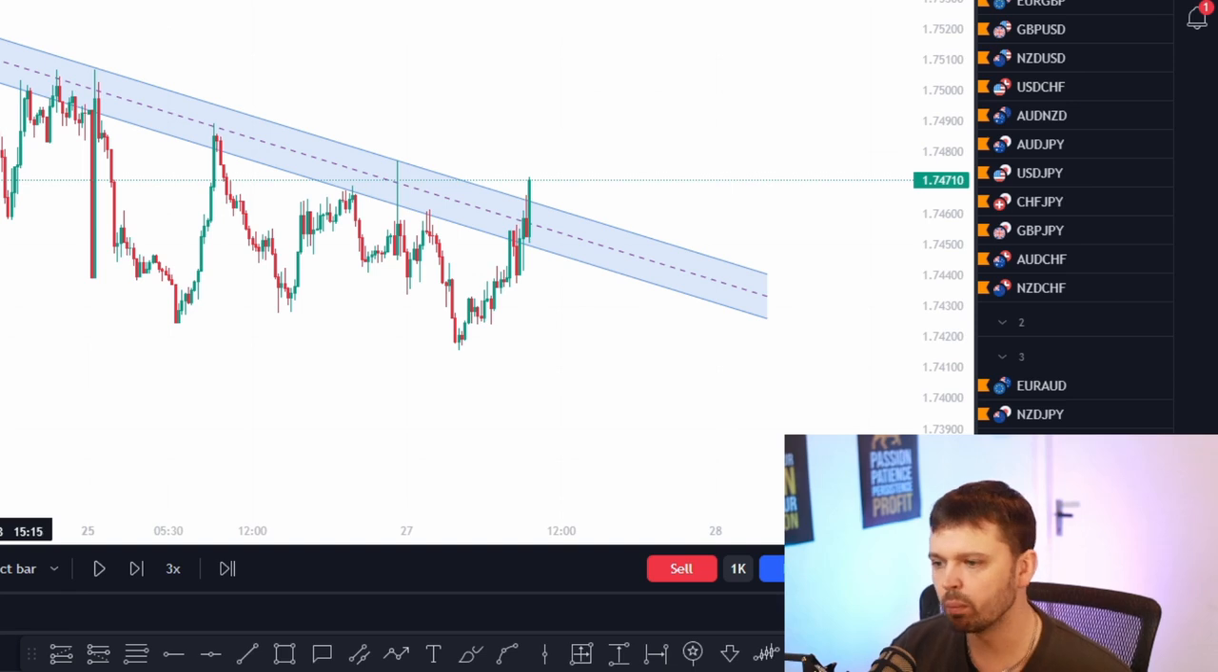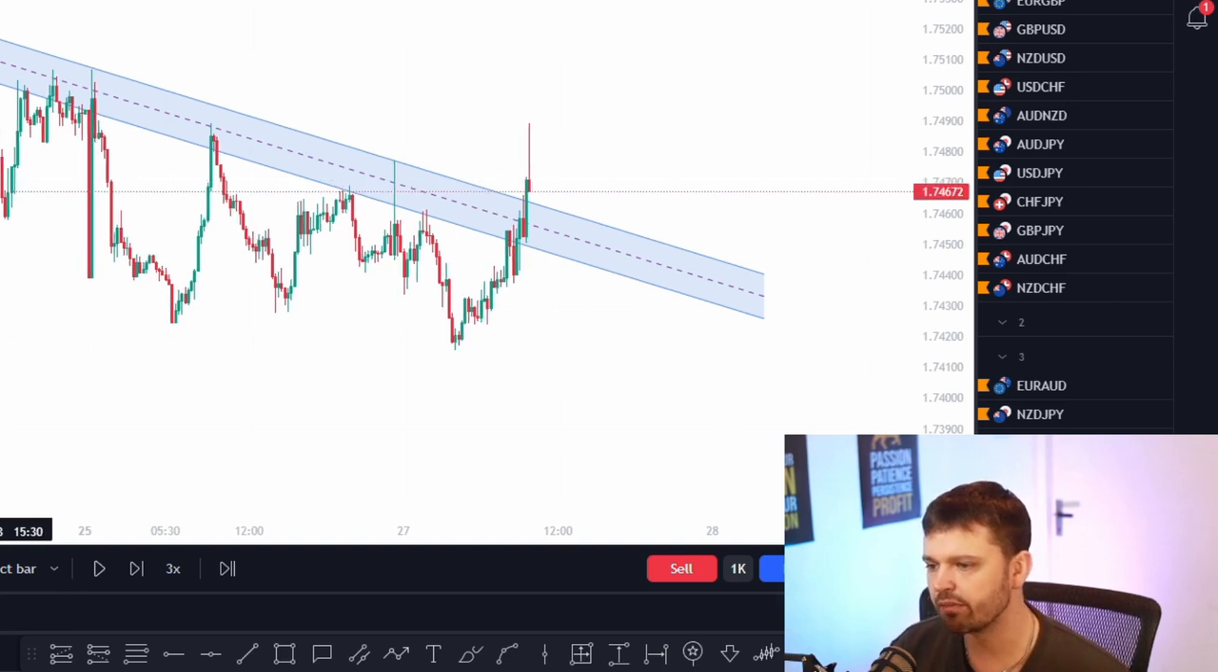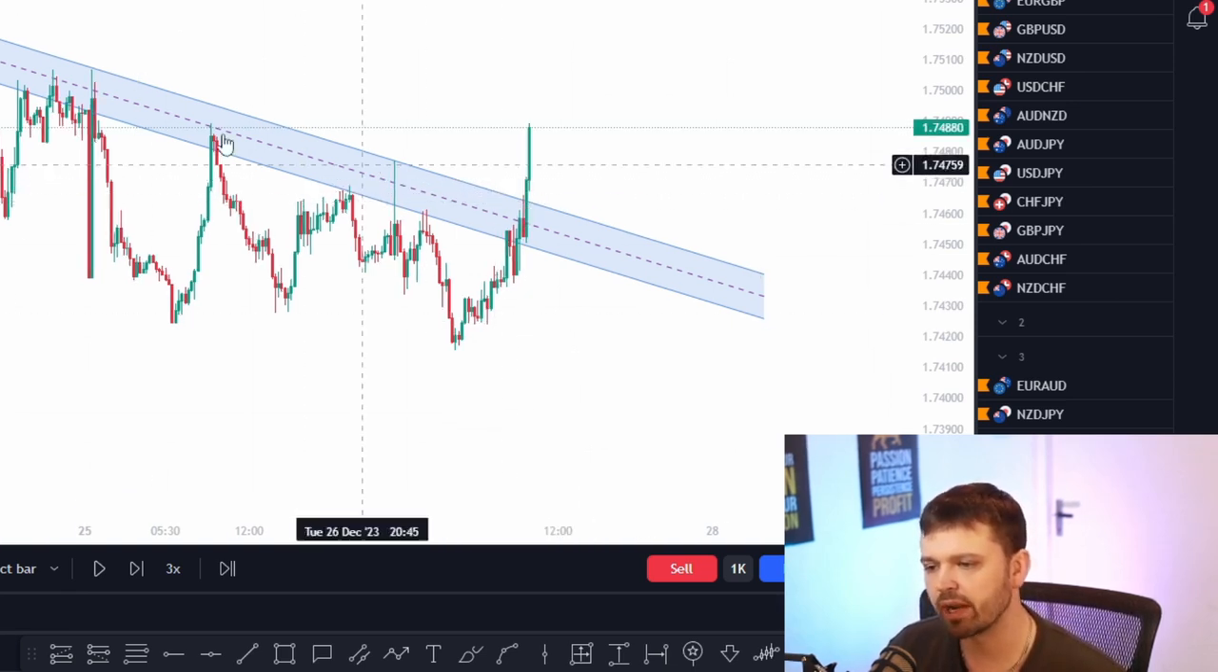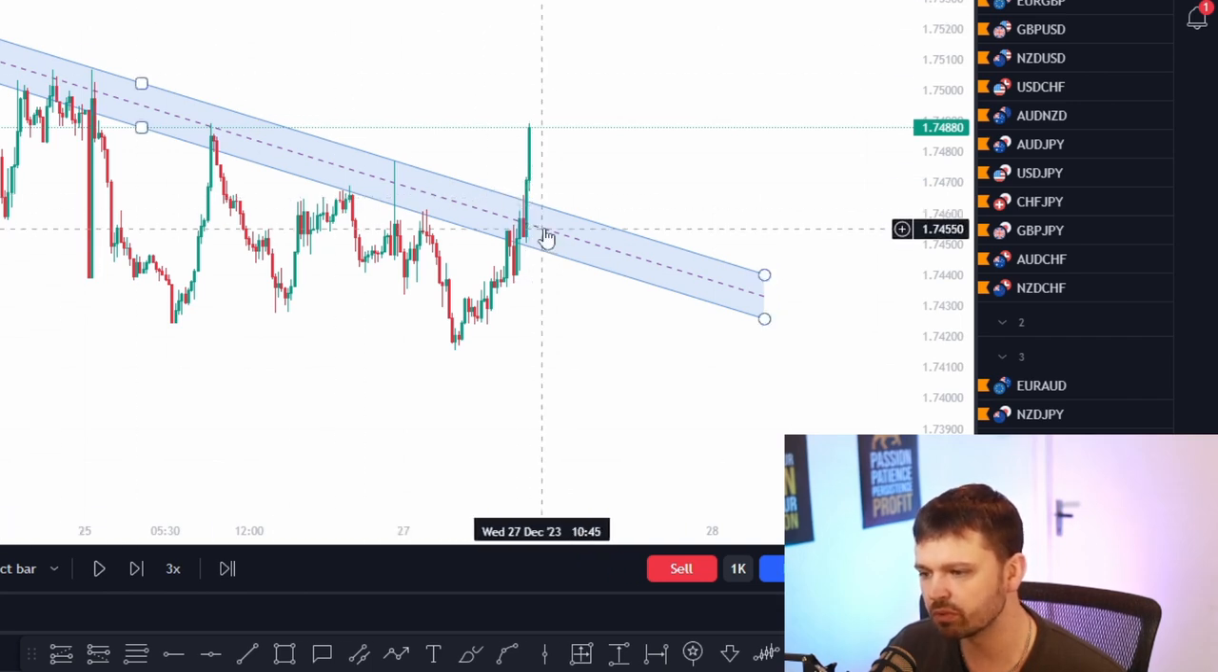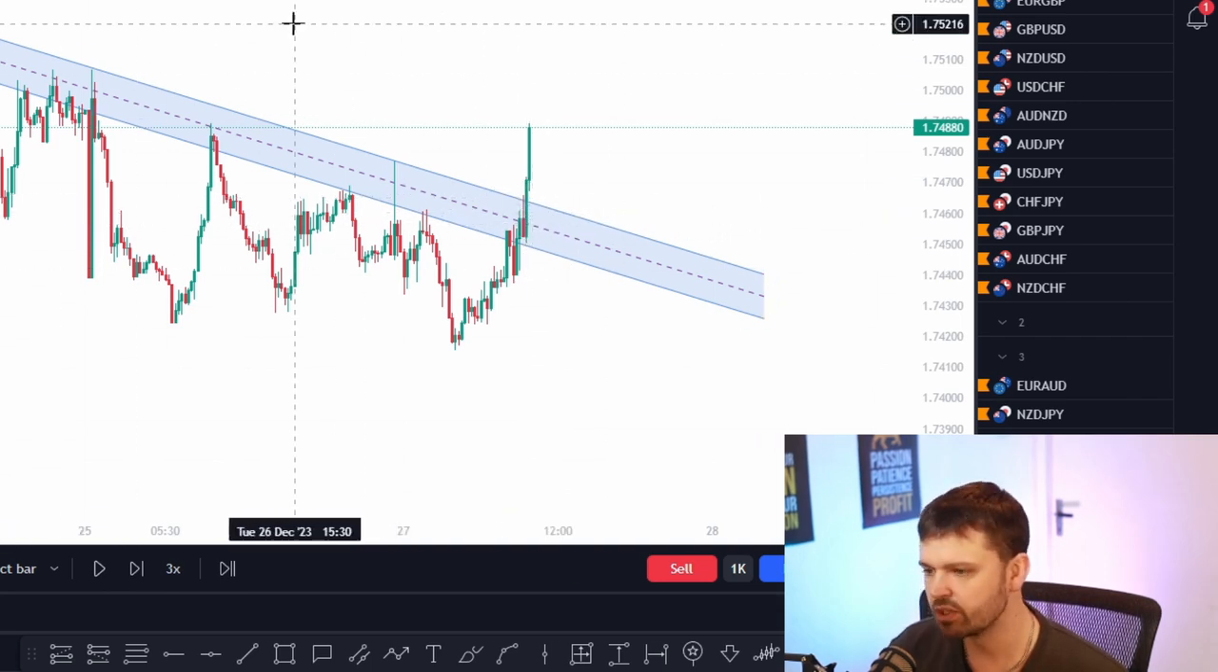Now let's see if we can get an open and close. And there we have an open and close. This is now a strong breakout. You can see the difference between that breakout and this breakout. Now what we want to do is see a retest of this trend line area.